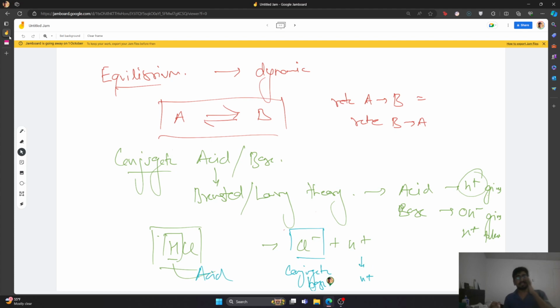The reason why it's called a base is, think of this as an equilibrium. Think of HCl converting into H plus and Cl minus. So it is giving off H plus, getting converted into Cl minus, but Cl minus itself can accept H plus.